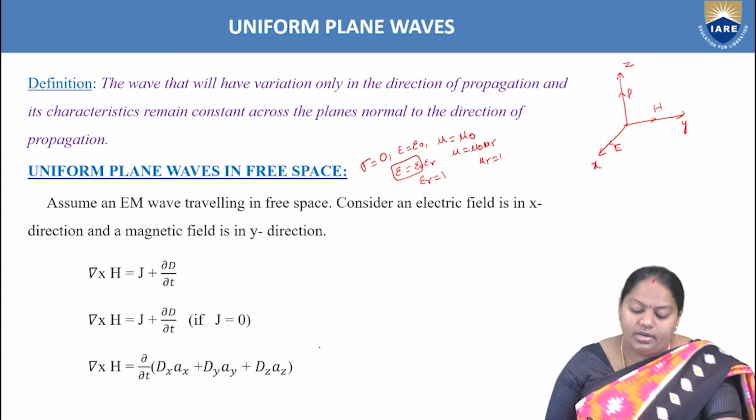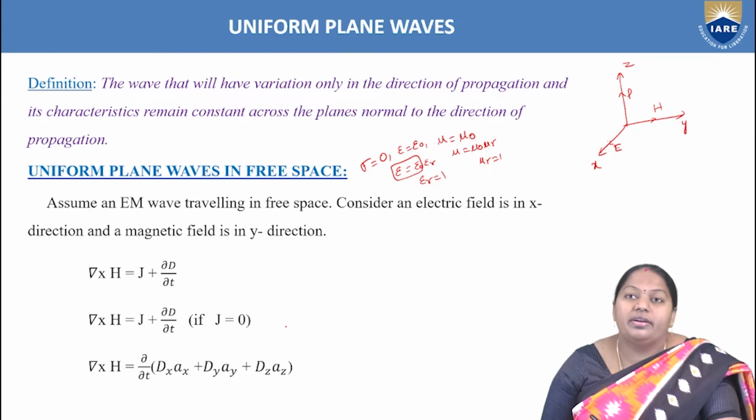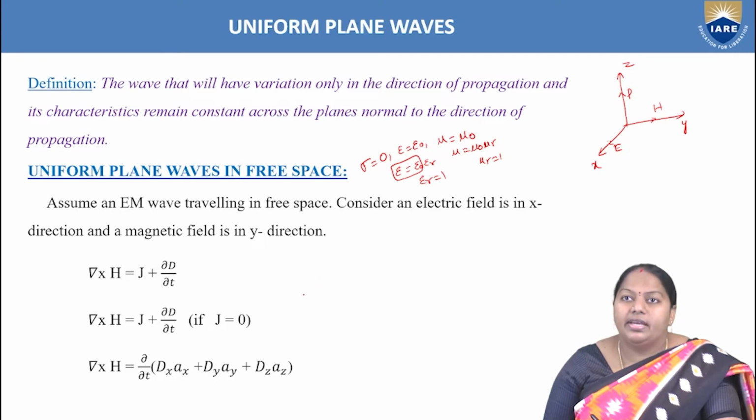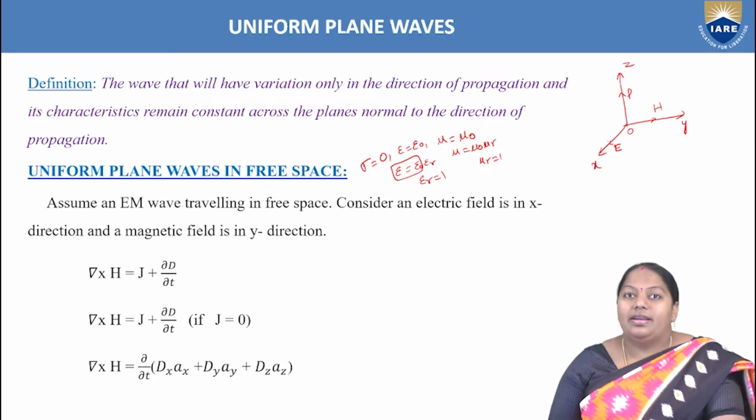To derive the mathematical relation, we assume an electromagnetic wave traveling in the free space medium. Consider the electric field in the x direction and the magnetic field in the y direction, with the wave propagating in the z direction.